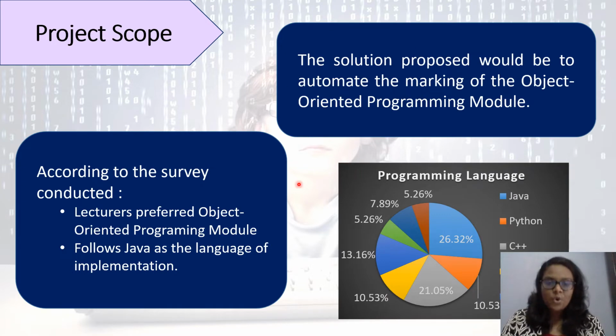So the project scope, based on the survey, as you can see, most of the lecturers preferred automation for a language like Java, which is the language of implementation for the object-oriented programming module. So our solution would be to automate the object-oriented programming module marking, which has Java as the language of implementation.